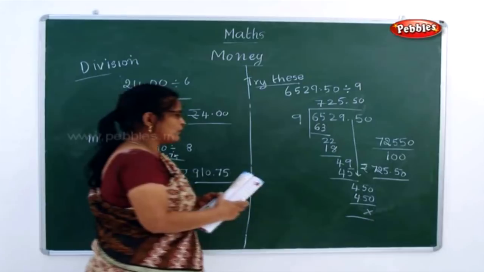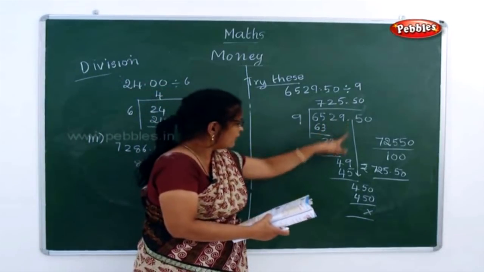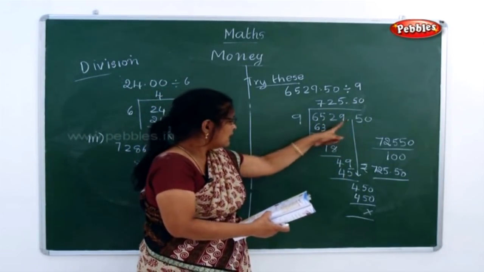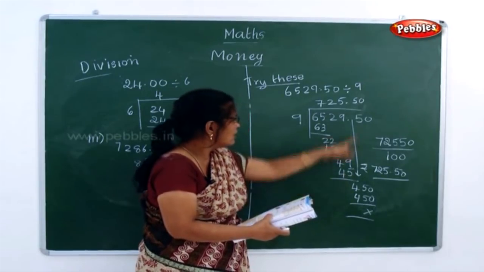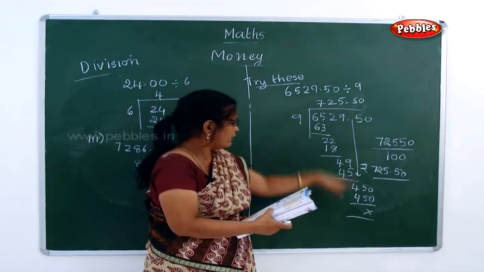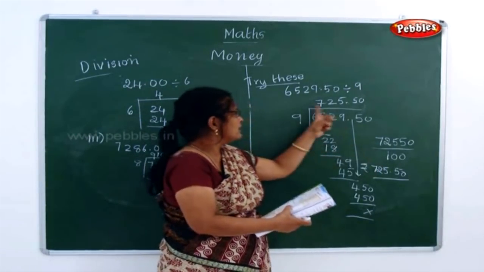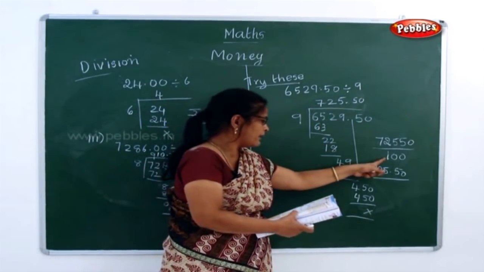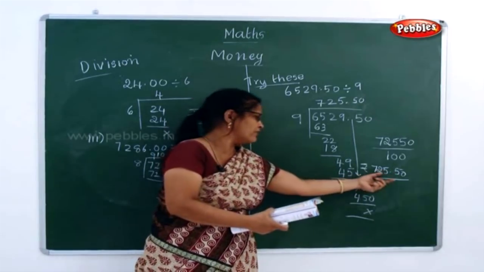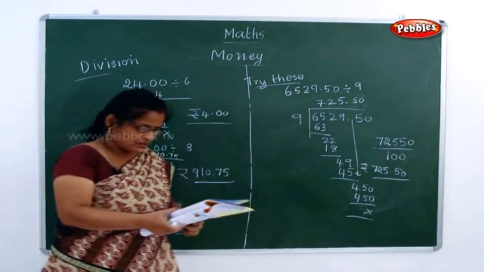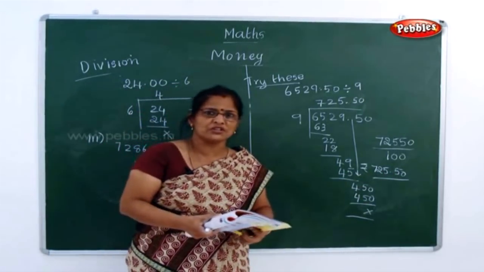725.50. This way you can do, or straight away from here you can start doing, because after this 45 you got 4 minus 5. So here minus 50 times. So this way you can do, or you can convert it by just removing the dots, divided by 100, and this way the answer is 725.50. This is how you have to do your division.